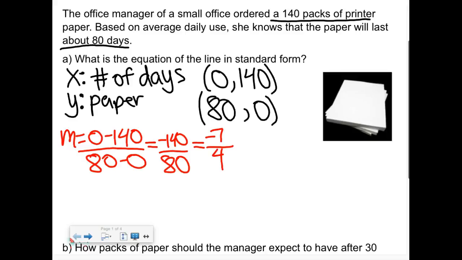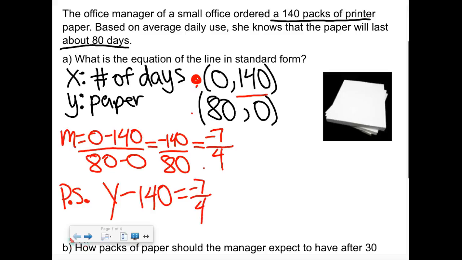Now the other equation that we learned yesterday is if I have a slope and I'm given some points, I can then put it into point slope form. The point I'm going to pick to put into point slope form is going to be this one. I think it's going to be a lot easier, and you're going to see why. So my point slope form, I'm going to use PS for point slope form, is going to be y minus, for my y1, I'm going to plug in 140. And my slope is negative 7/4 that we just found. And then we're going to have x minus 0.